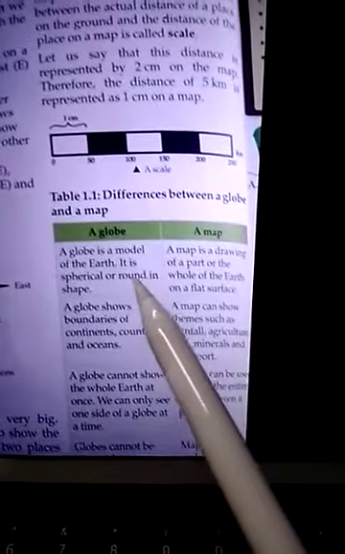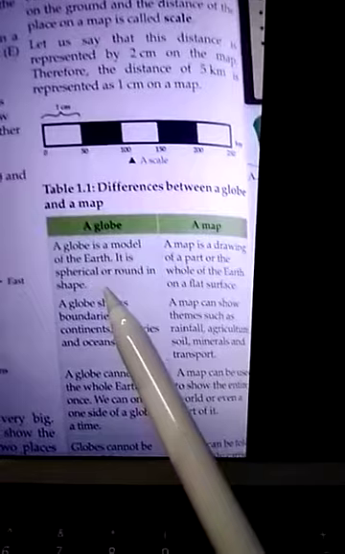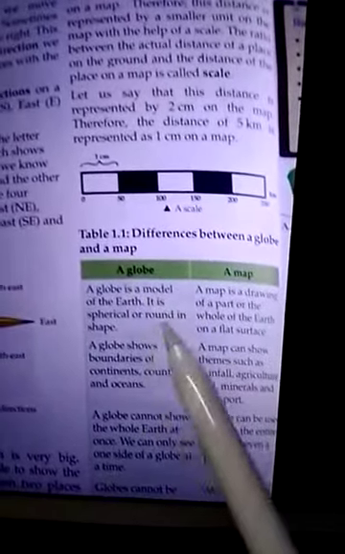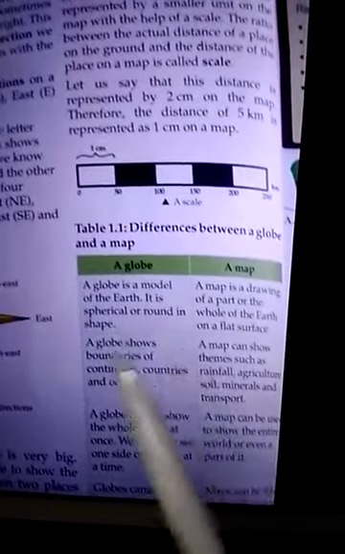Next is a table. It is showing the differences between a globe and a map. So what is the difference between a globe and a map? A globe is a model of the earth. It is spherical or round in shape, as we have already read in the chapter that the shape of the earth is sphere. So the shape of the globe is also spherical.